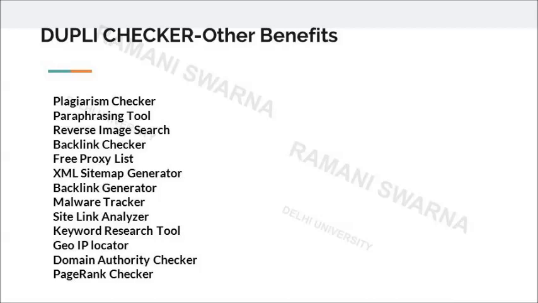Now apart from all these, these are the other benefits that we get as a plagiarism checker. Paraphrasing tool, reverse image search, backlink checker, free proxy list, XML sitemap generator, backlink generator, malware tracker, sitelink, keyword research tool, GeoIP locator, then domain authority checker, page rank checker. They are introducing even SEO searches also, and side by side they have quite a good number of other tools which are absolutely free.